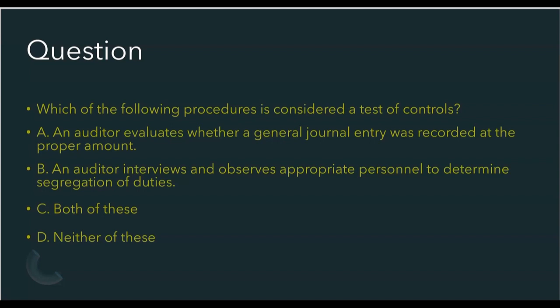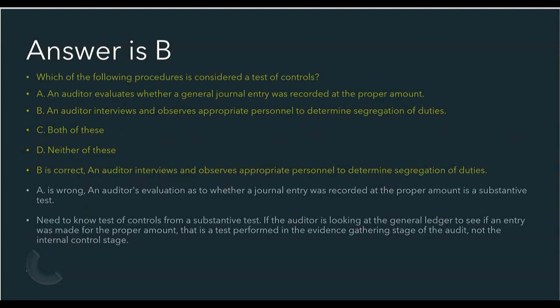So A is out. B says an auditor interviews and observes appropriate personnel to determine segregation of duties. Yeah, that would be a test of controls. So let's go with B. And a big part of the exam in this area is you're going to need to know the difference between a test of controls and a substantive test. And if the auditor is looking at the general ledger to see if an entry was made for the proper amount, that's a test performed in the evidence gathering stage of the audit. That's not done in the internal control stage where we test controls. So we test controls in the internal control stage and we do evidence gathering later on.